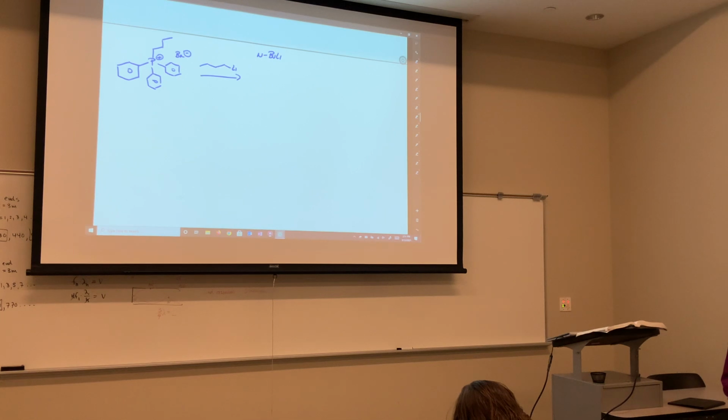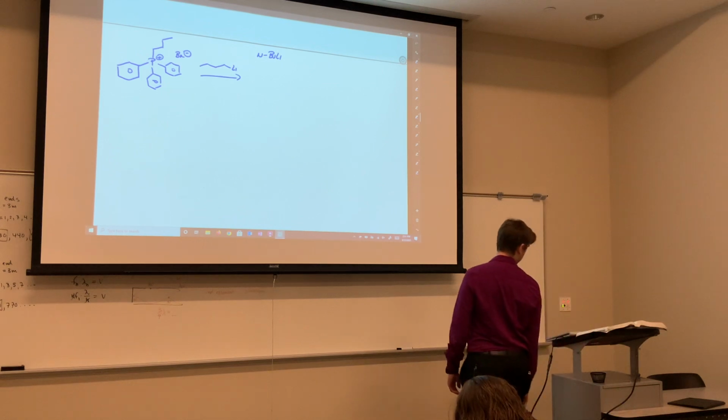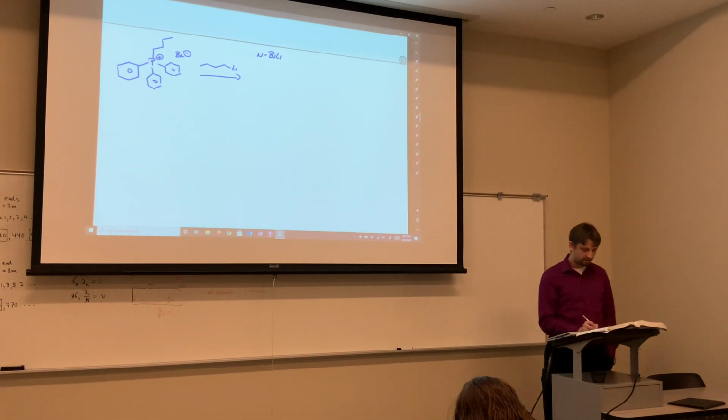You guys with me on this? Do you see the hydrogen that's next door to the phosphorus? I should technically say the hydrogen on the carbon next to the phosphorus. So on the alkyl chain, it's going to deprotonate that. One of these hydrogens here is going to come off.